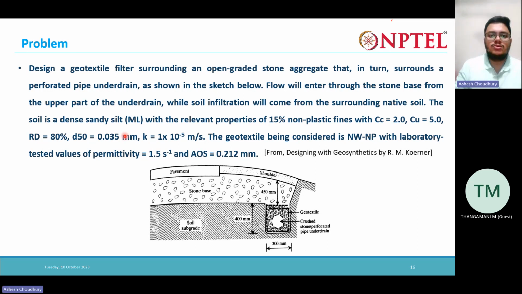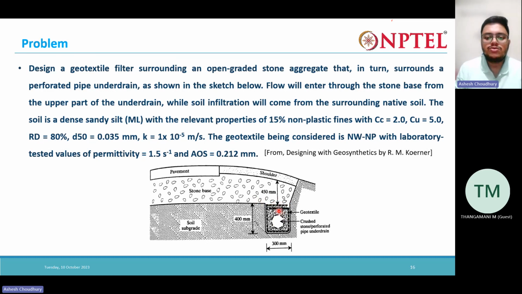Then we solved a problem where we had to design a geotextile filter. This is a pavement, and below the pavement we have the stone base. Rainwater comes to the stone base. We want the water coming into the stone base to drain out through this underdrain. But we need to ensure that the soil in the stone base is not lost.